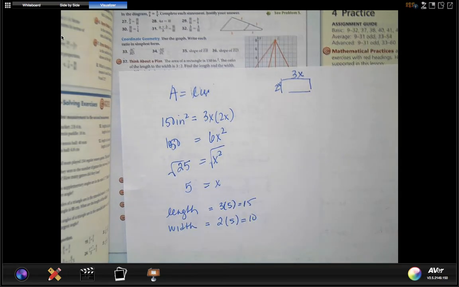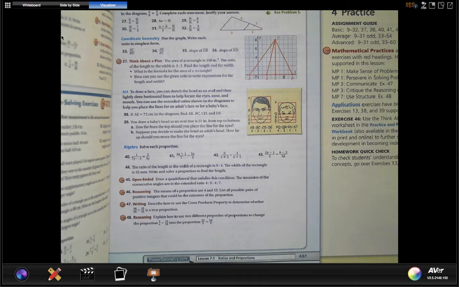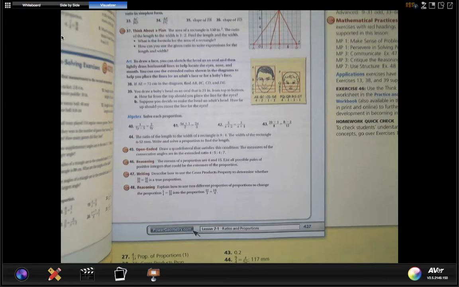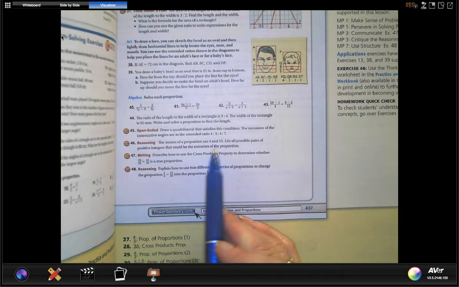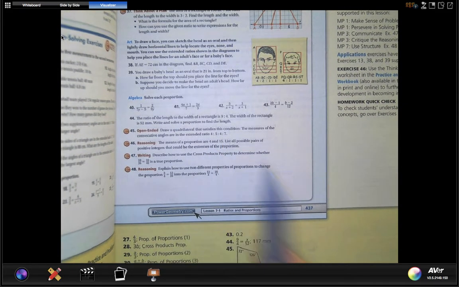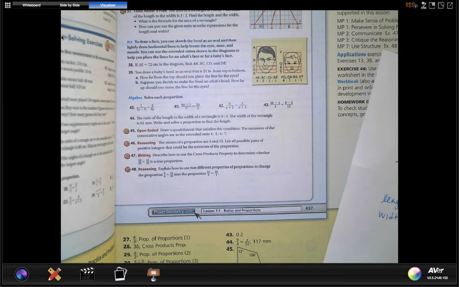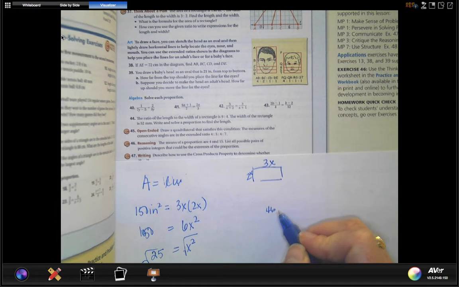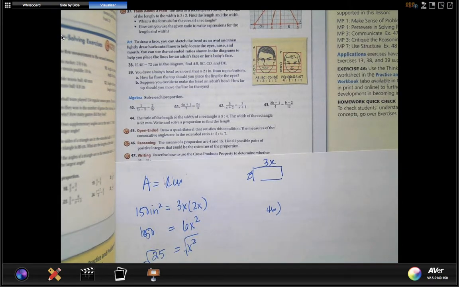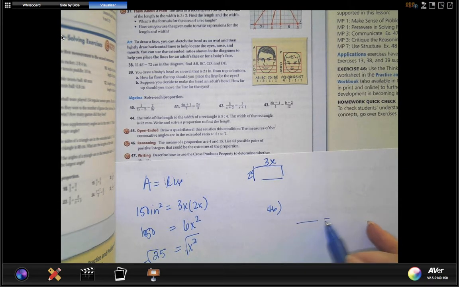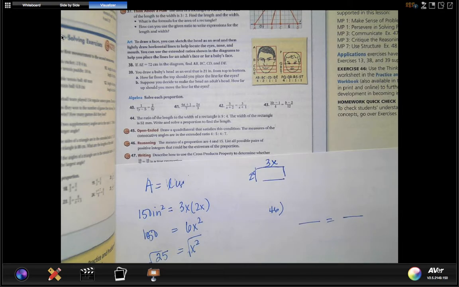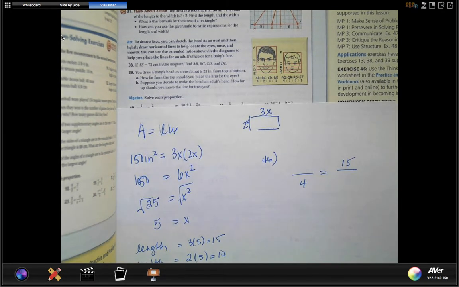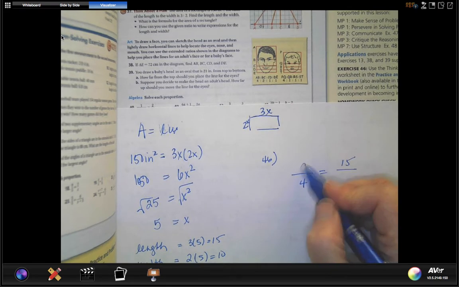Okay? All right, let's see here. I said I was going to do 46. So 46. It says the means of the proportion are 4 and 15. List all possible pairs of positive integers that could be the extremes. So again, what I just said to you, the means were in these positions right here. So if the means are 4 and 15, the extremes are here and here.